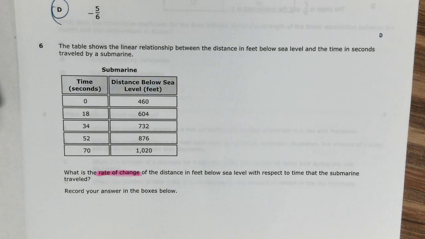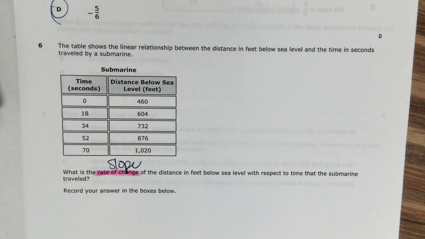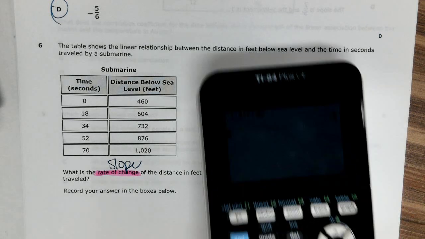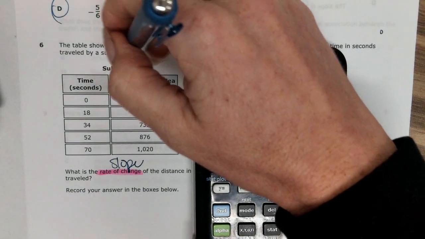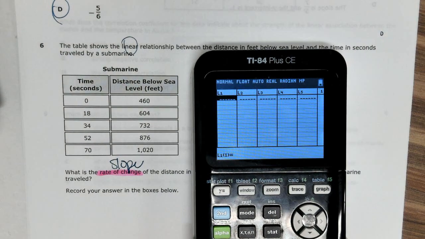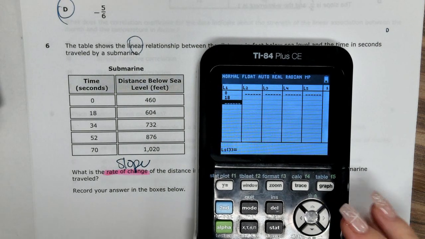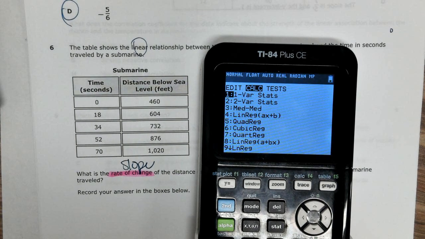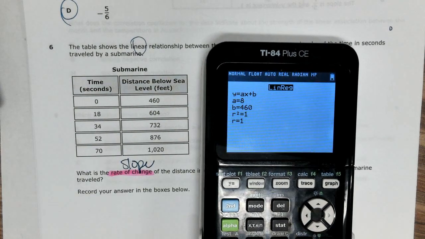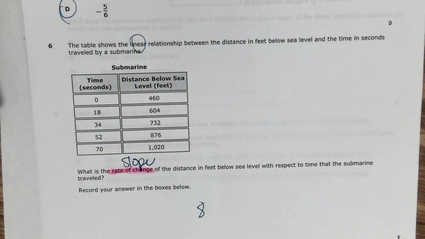Rate of change, which really means slope. So again, the first 6 questions on this whole paper have been about slope. It's just the different ways that they can ask it. So again, I'm going to go to stat edit. I do not have to put in the whole table because it's telling me it's linear, meaning it doesn't matter which 2 points you use, you're going to get the same answer. So I'm only going to put in the first 2. Stat calc, option 4, and the answer is 8. And then there would be boxes below that you would just put them in. Okay?